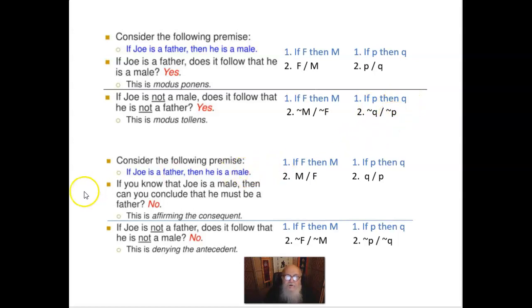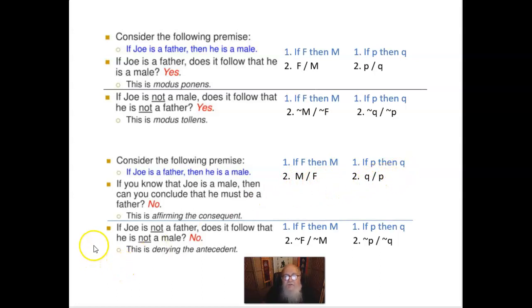Also consider this following premise. If Joe is a biological father, then he's a male. Now, if you know that Joe is a male, can you conclude that he must be a biological father, that he has a baby? No. If you did that, you'd be affirming the consequent, right? If biological father, then male, male, therefore biological father. If P, then Q, Q, therefore P.